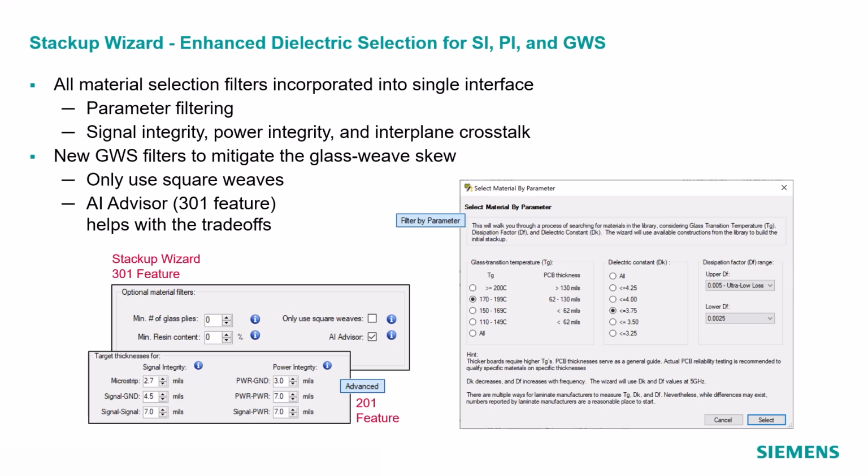The first is a filter for materials with square weaves. These are glass styles that have the same number of glass strands in both the X and Y directions. Using the square weave offers the advantage of not having to worry about if the routing direction aligns with the orientation of the glass when working with differential pairs.